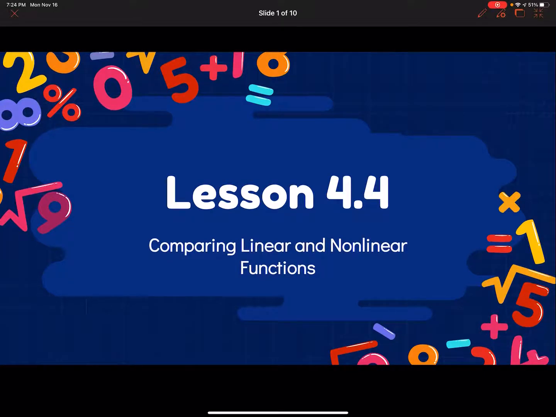Hi guys, this is Mrs. Denton coming with lesson 4.4, comparing linear and nonlinear functions. Grab your notebook paper, label it, and let's take some notes and work out some problems to compare linear and nonlinear functions.